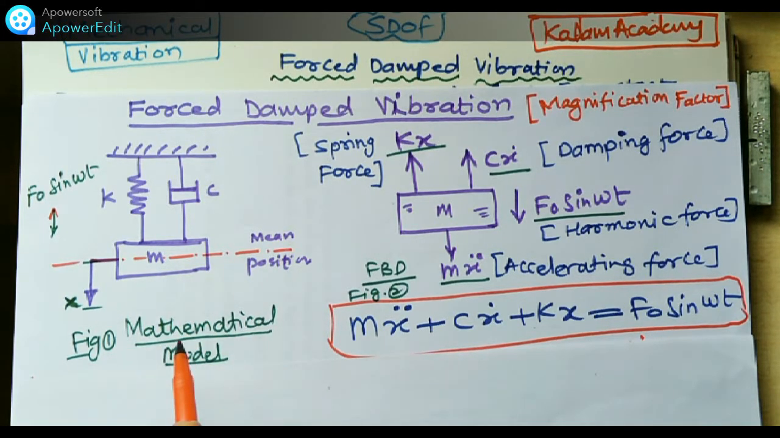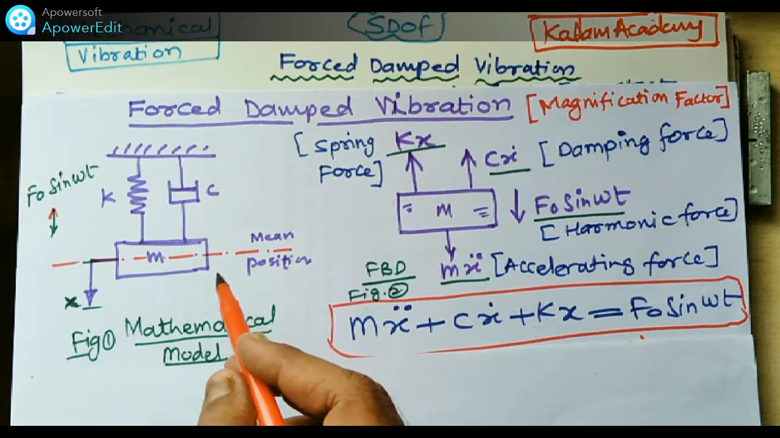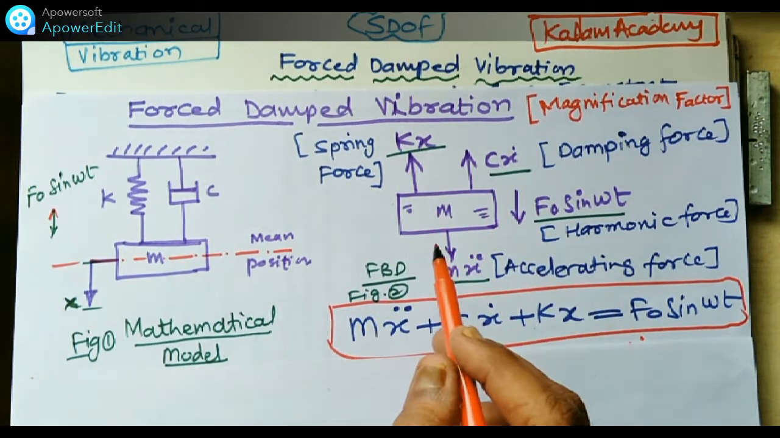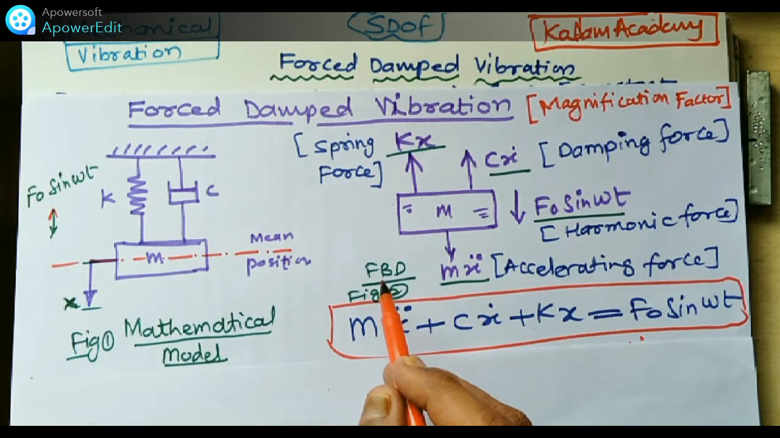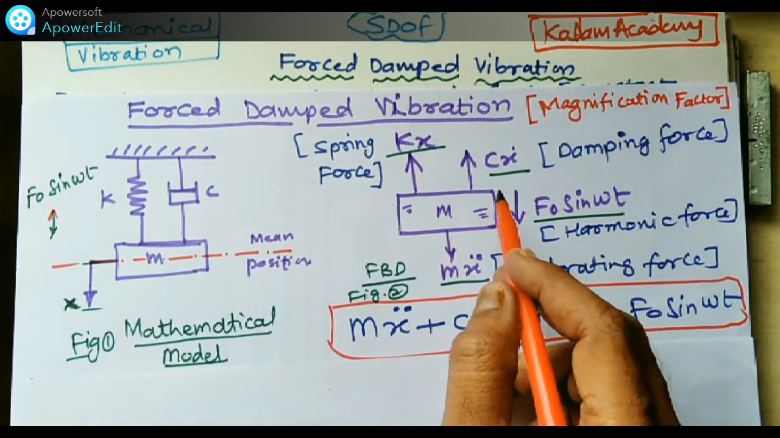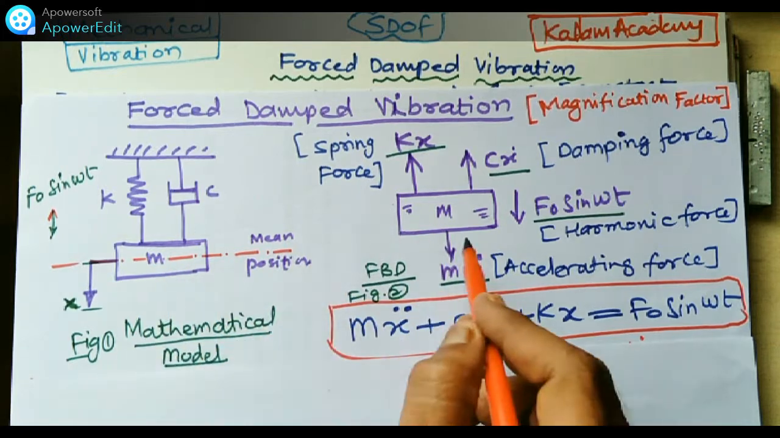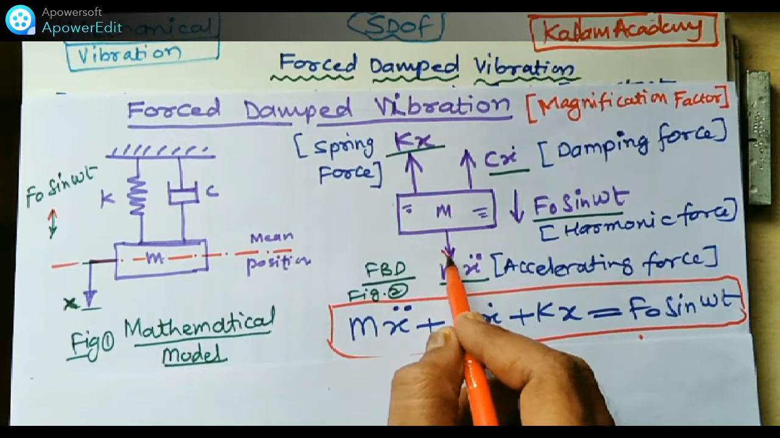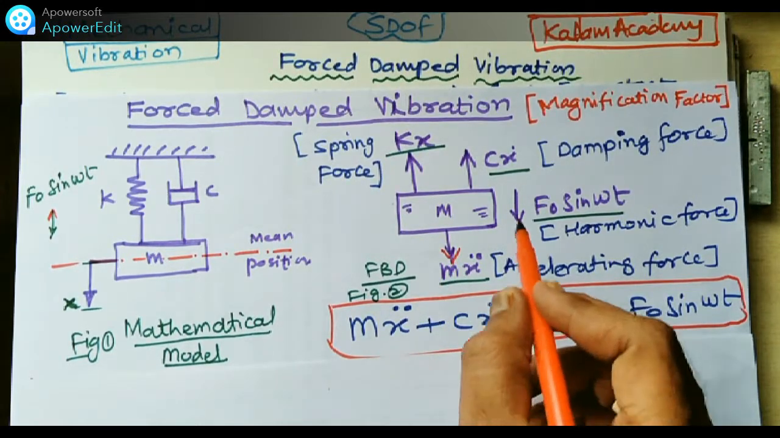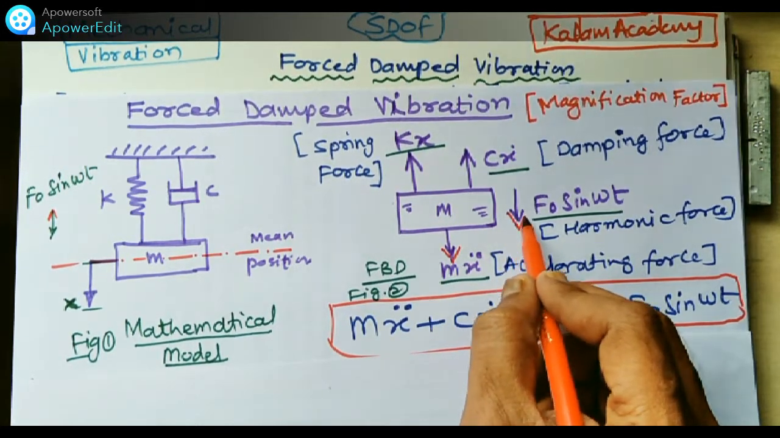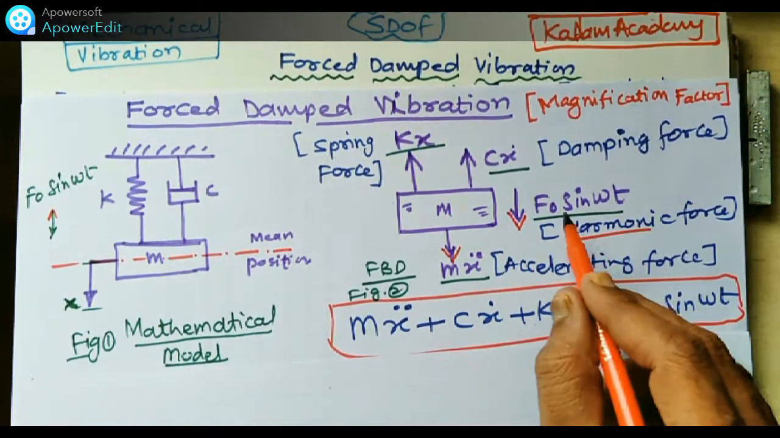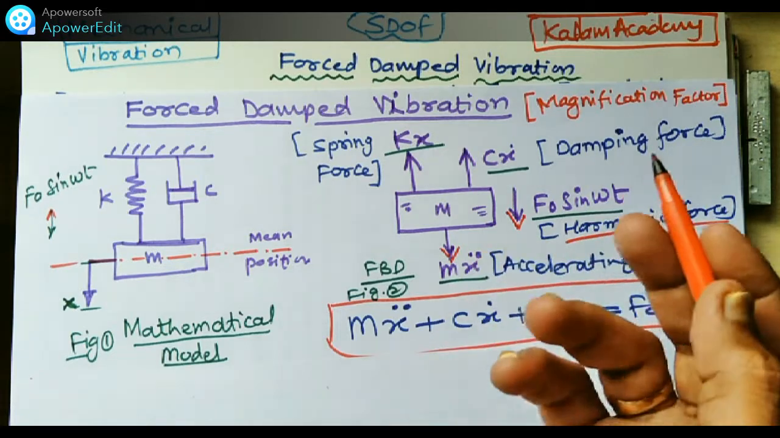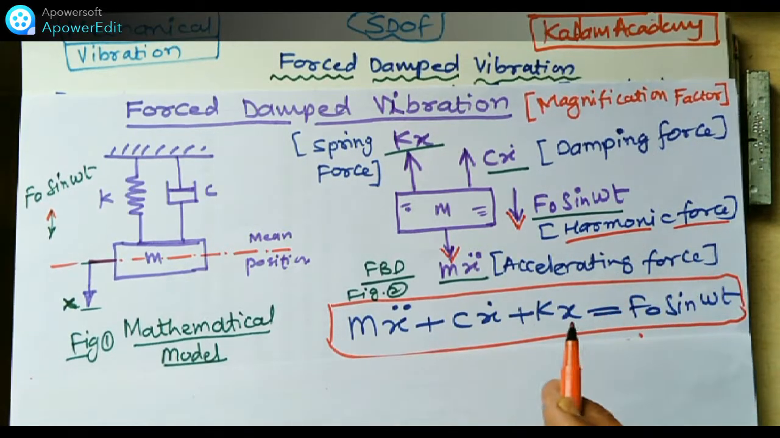To solve this mathematical representation, we first have to draw the FBD, the free body diagram. Here I have drawn the mass. Due to this displacement, the accelerating force will be there on the body, in the downward direction, and there is another force, the external harmonic force, F0 sin omega t or F0 cos omega t. Like this, we have already studied various harmonic motion equations.